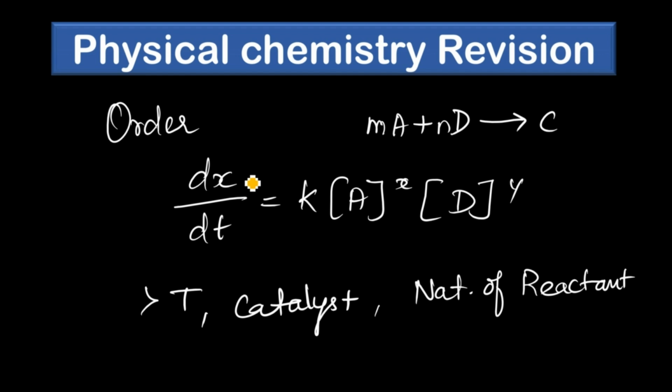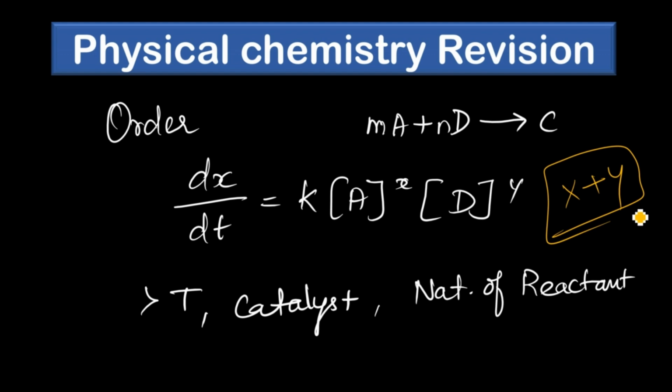dx by dt is equal to k a to the power x and b to the power y. These are found out by experimental methods. So order of the reaction with respect to A is x, and with respect to B is y. Total order of the reaction means we have to sum it, that is x plus y. What are the factors affecting it? Temperature, catalyst, and the nature of the reactant will also affect the order of the reaction.